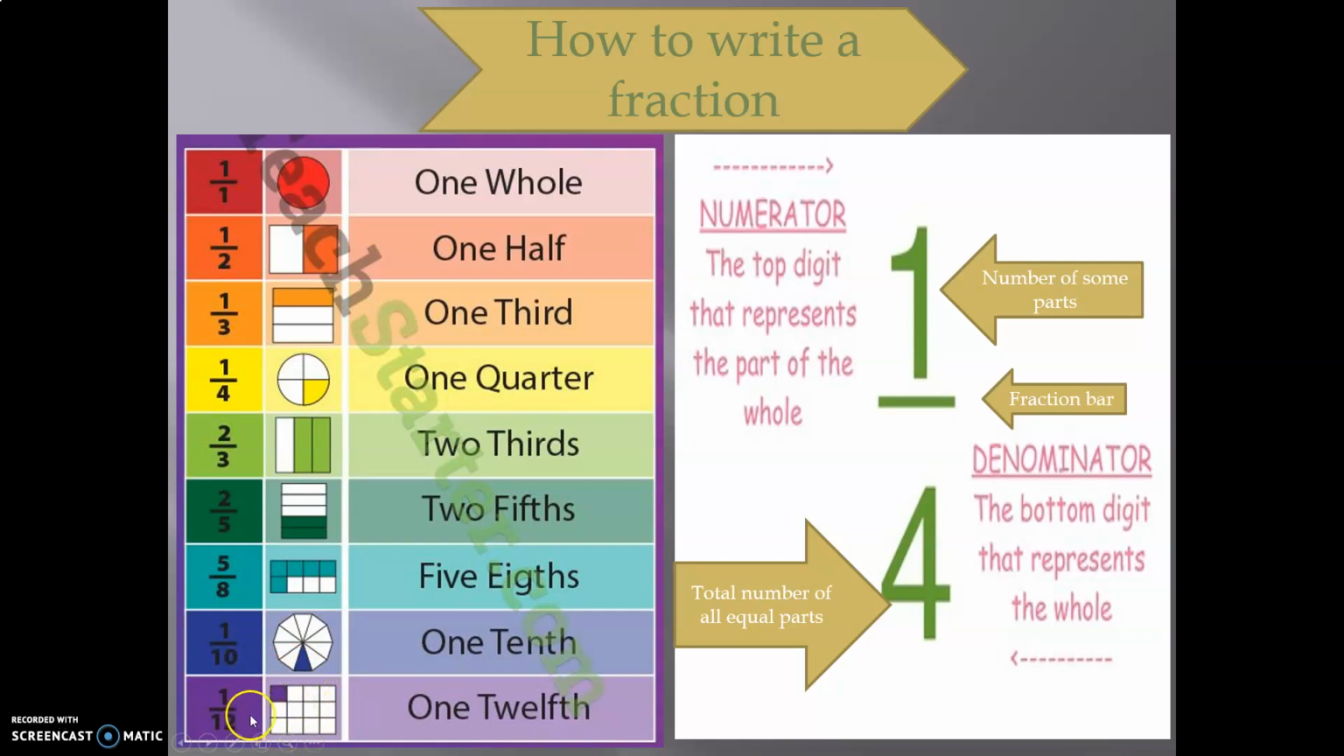Here, the shape is divided into how many equal parts? Just look at the denominator in your fraction. It's 12. So you have 12 equal parts. So 1/12 has been colored in purple.